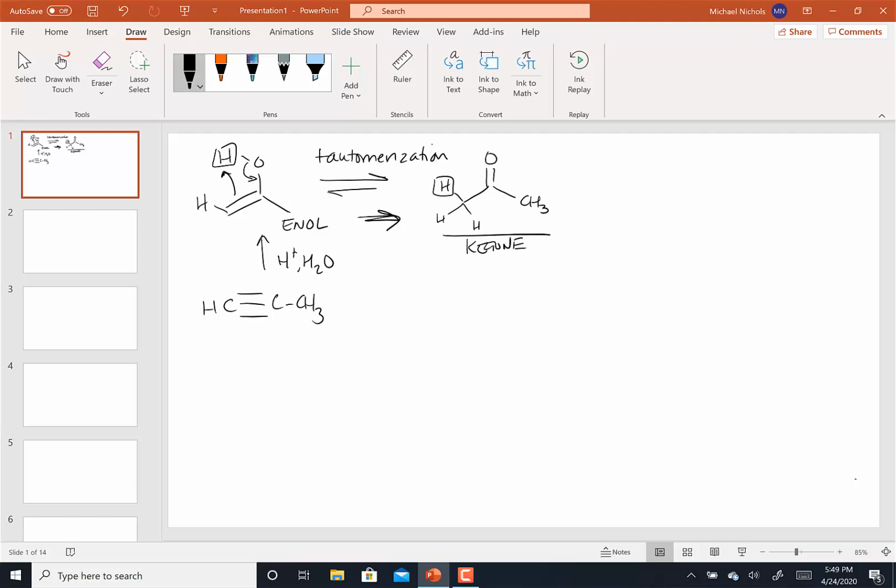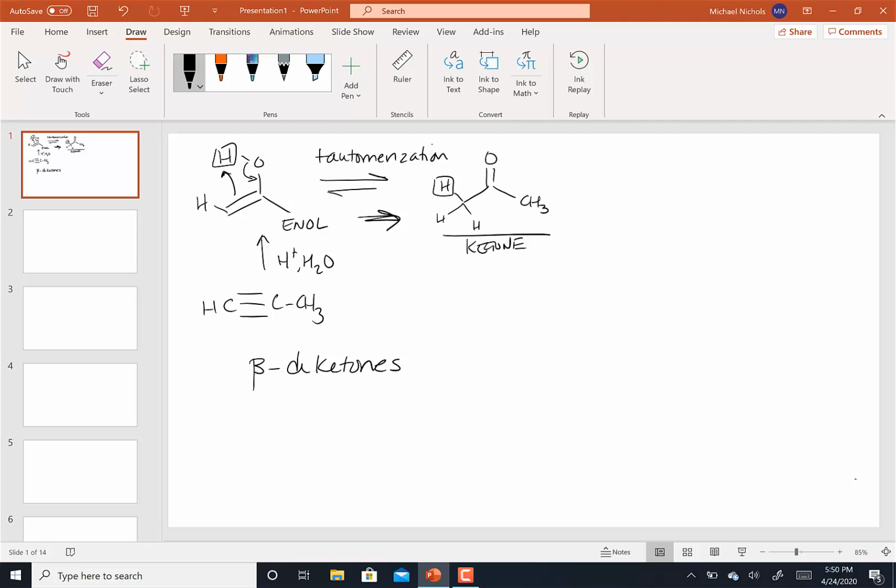Now, there are some enols that are actually fairly stable, and I'm going to talk about those. Those are the enols that are formed from what are called beta diketones. Those of you that go on and take physical chemistry lab will be doing an experiment with beta diketones, whether it's in the lab or online, who knows at this point. That much I can guarantee you.